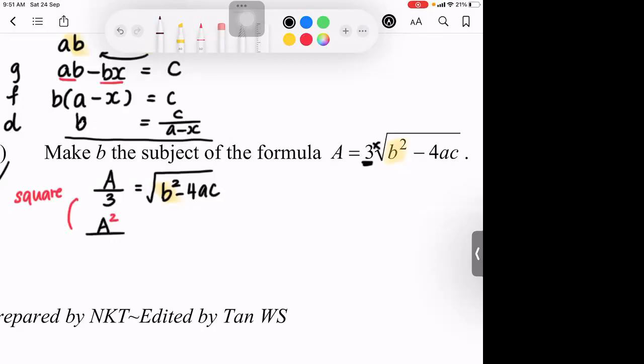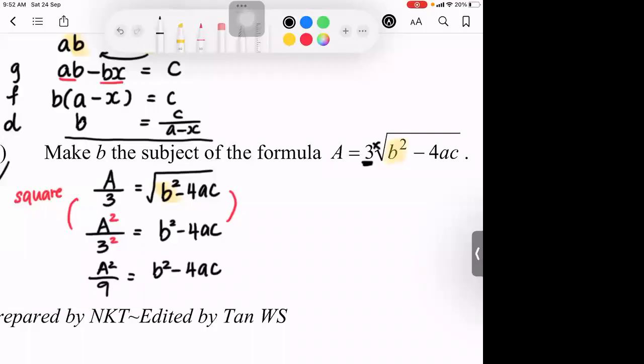Then the number 3 also must square. Can you tell me what is 3 square? What's 3 square? Okay, no response. 9. 9. Thank you very much. So a square over 9, next line. But here when I square everything, the square root and the square will disappear. They cancel each other. Left with only just b squared minus 4ac. So I square it. When I square it, the square root will disappear. Next thing, I want my b. So this one is b squared minus 4ac.